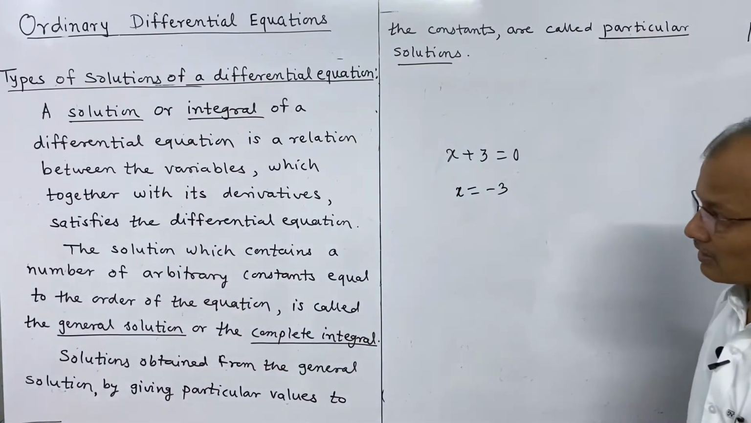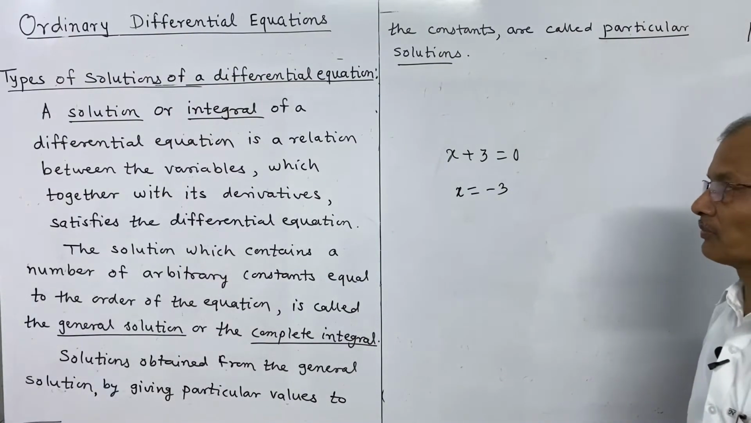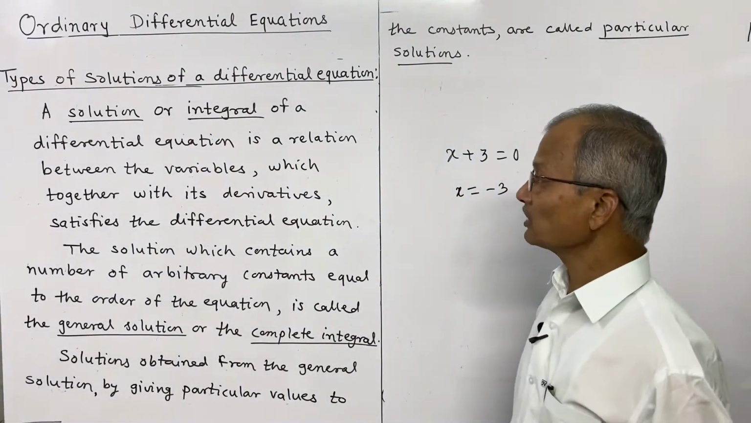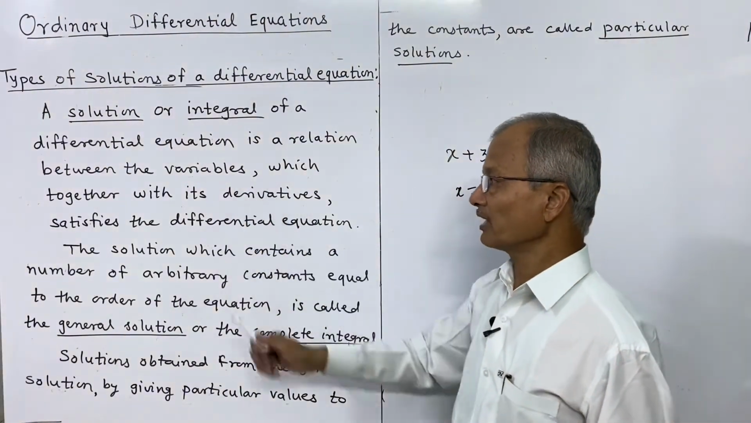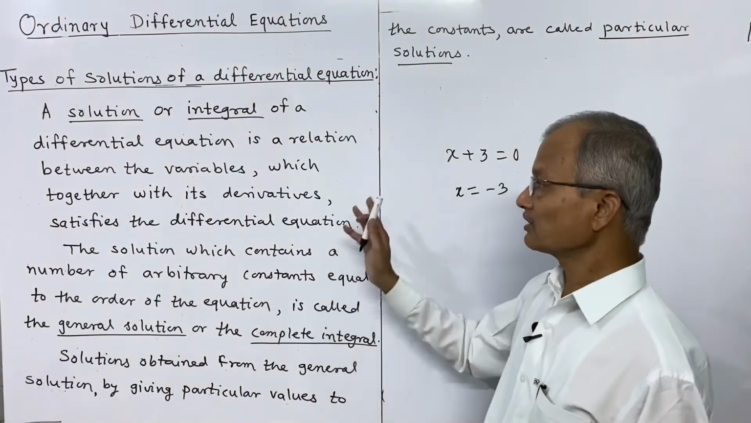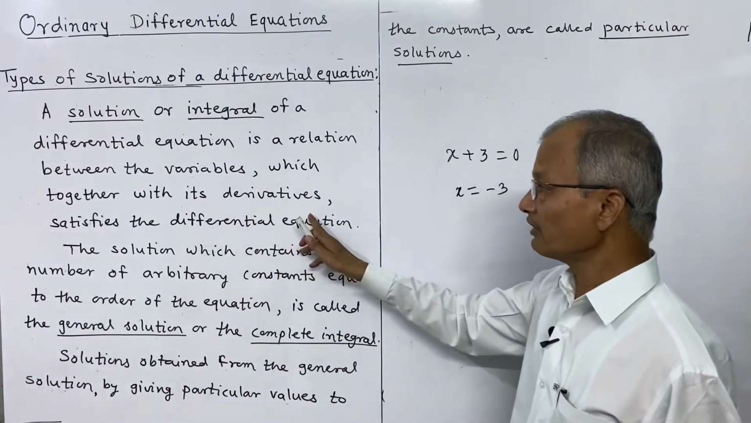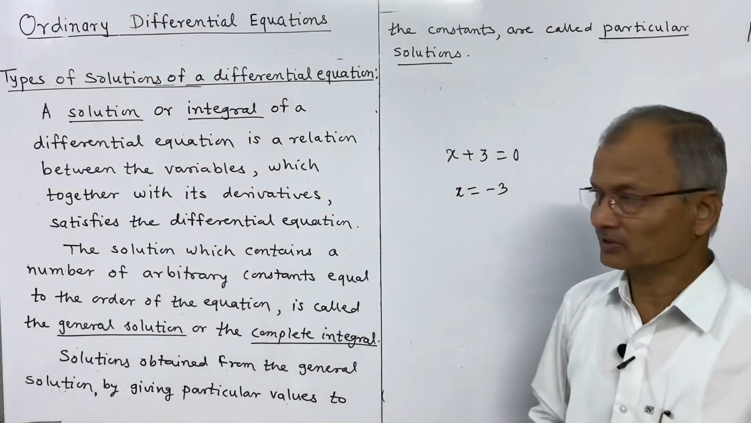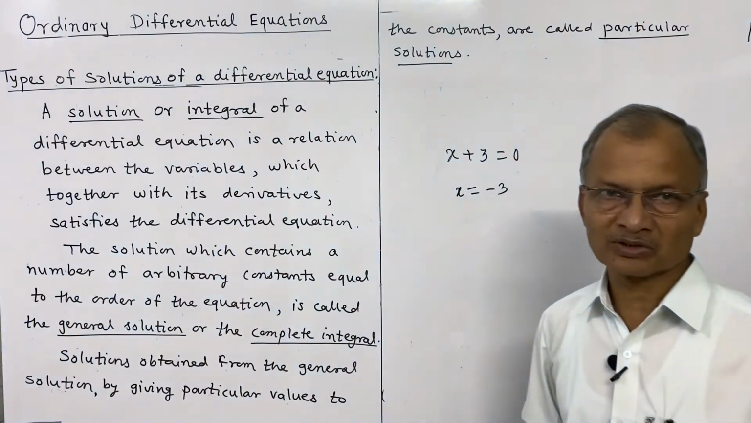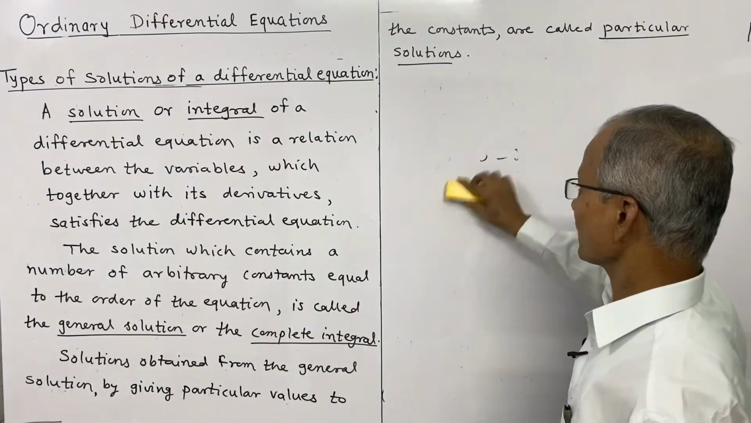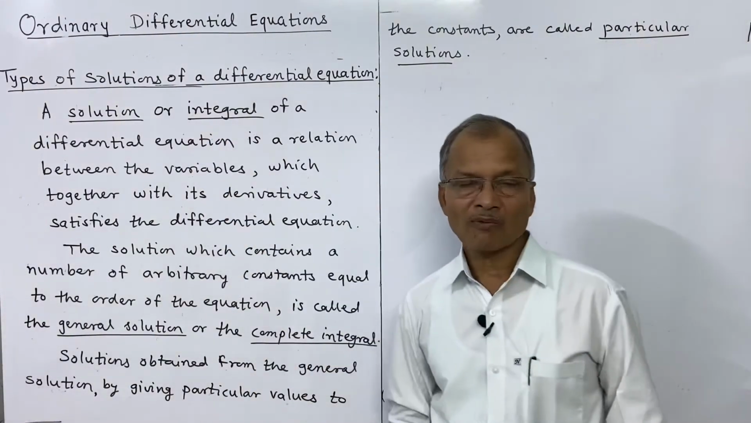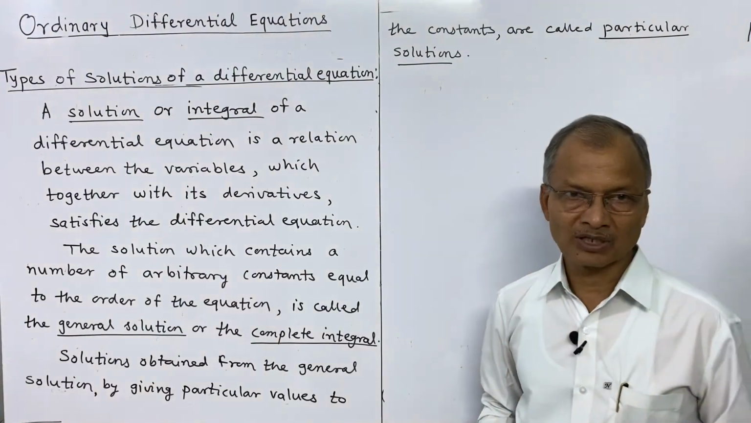The same meaning is there for the solution of a differential equation. A solution, also known as an integral, of a differential equation is a relation between the dependent and independent variables, which together with its derivatives satisfies the differential equation. So that relation and its derivatives must satisfy the given differential equation. Then it is called a solution or integral. Why is it called integral? Because we obtain the solution by integration of a differential equation.